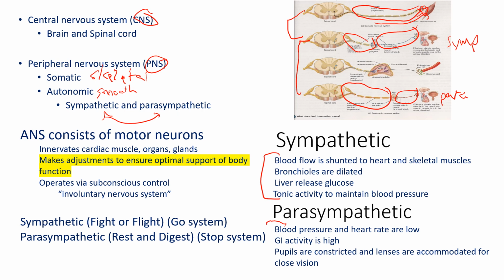And then parasympathetic, the opposite, right? Low blood pressure, high GI activity, you're digesting, and pupils get constricted.